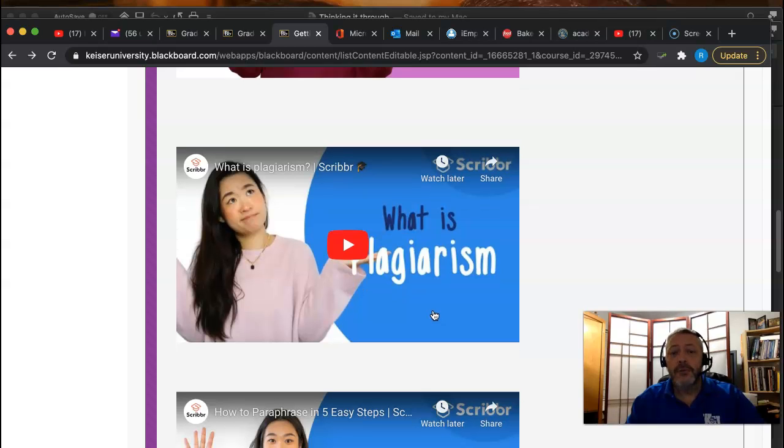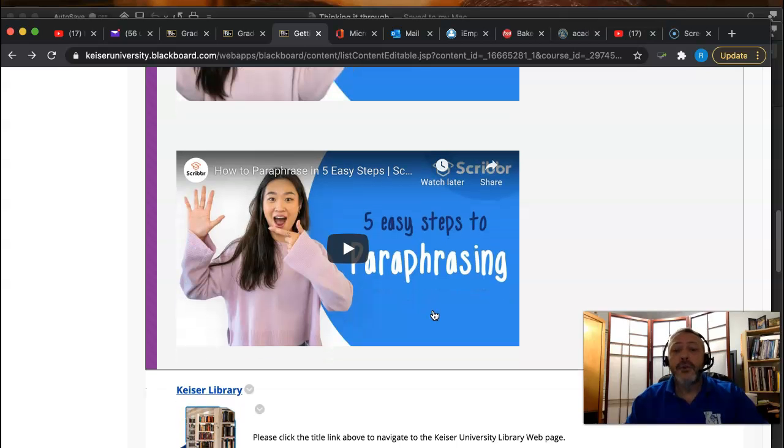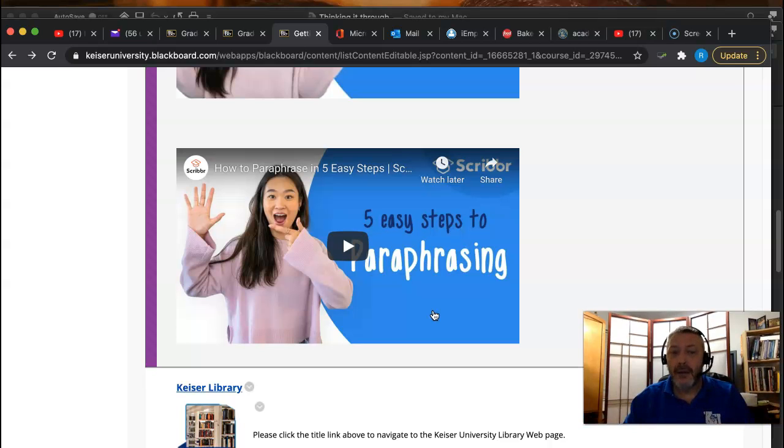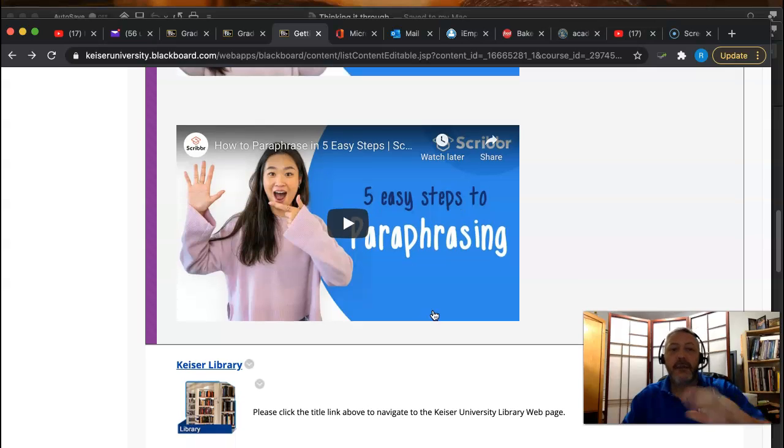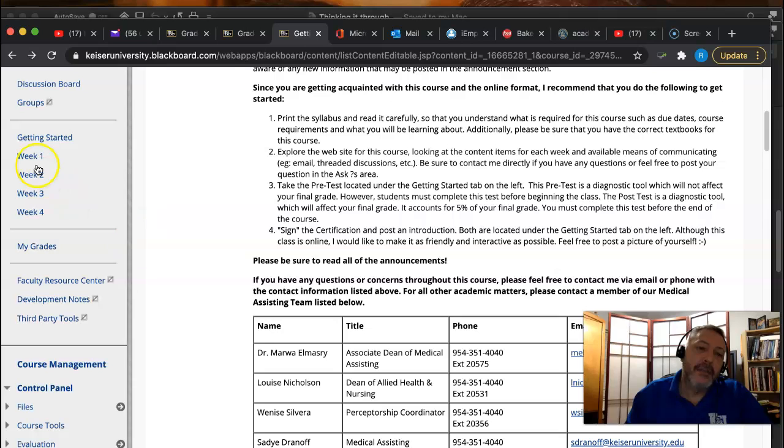And we do have tools to see if you are. So please don't do it. It's not worth it. There are 5 easy steps to how to paraphrase, and this will teach you how to put things into your own words so that you are not plagiarizing. So take time to view those. All right, so let's go ahead and get to week 1's assignments real quick.